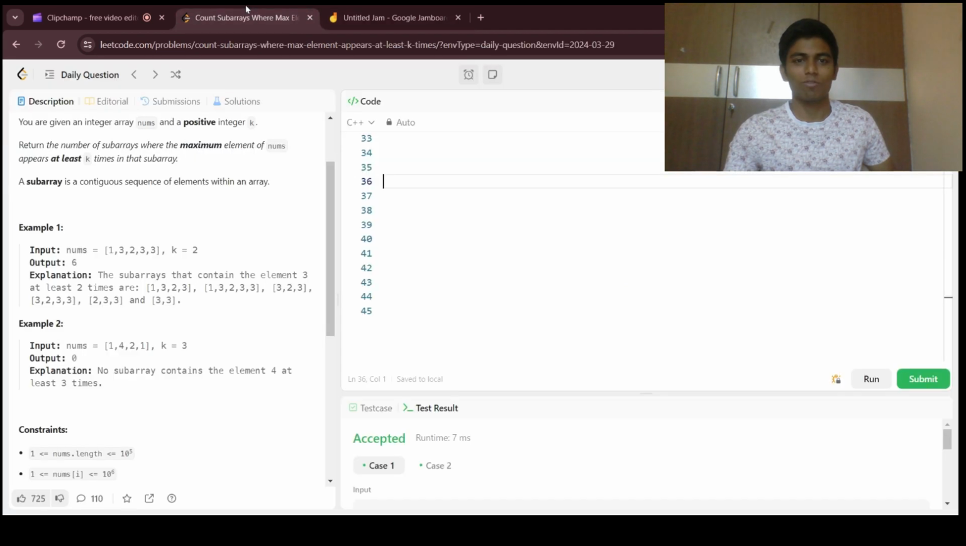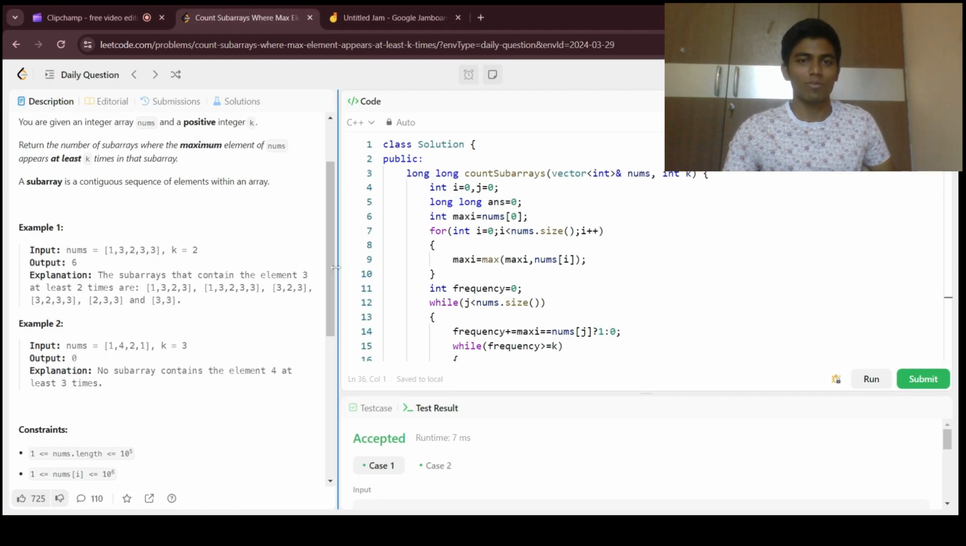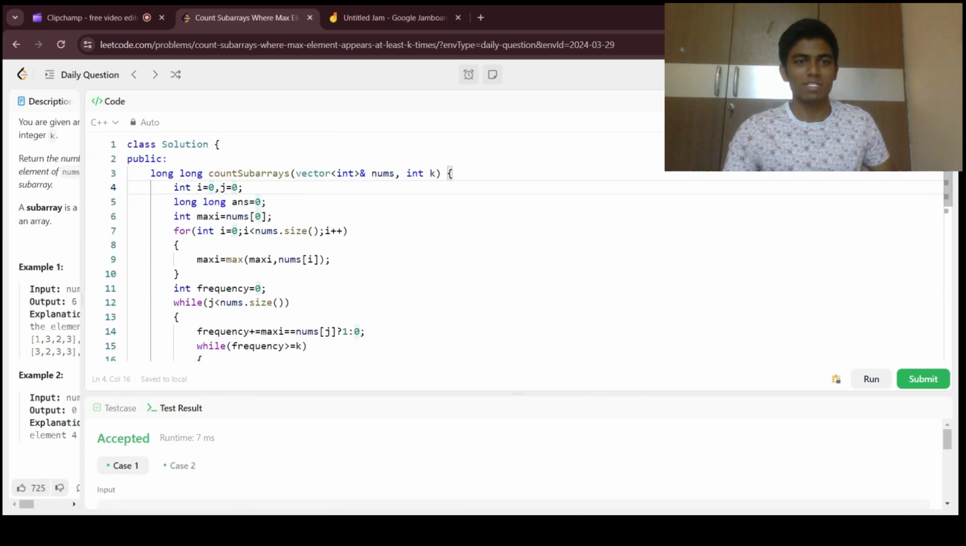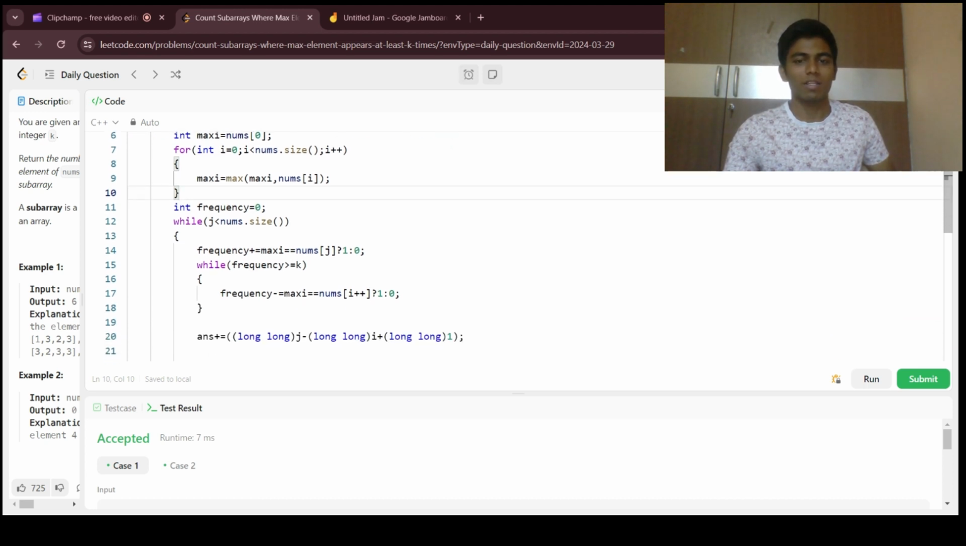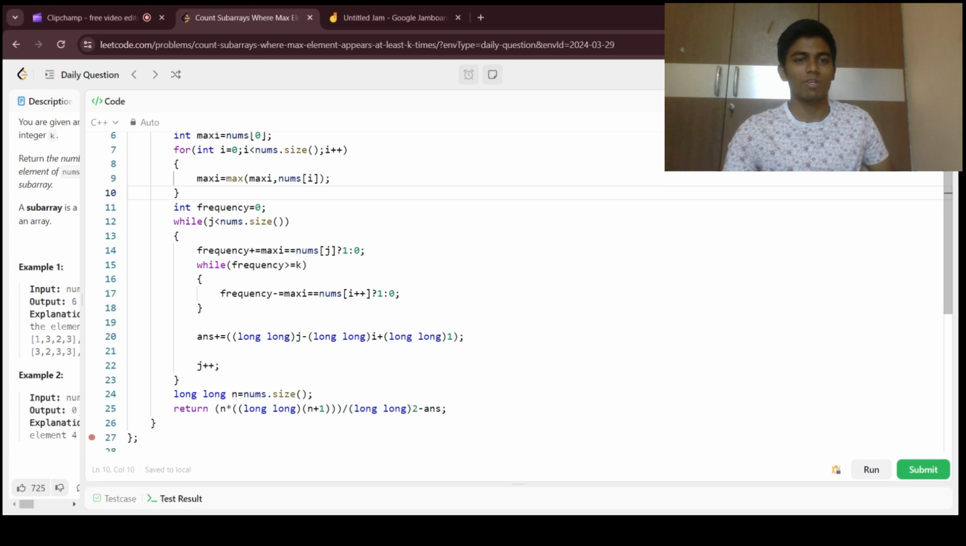So let us go through the code once. Now we have i and j. j means the right and i means the left. Now I am going to pick the answer equal to 0 and the maximum element as nums of 0. Then out of all the elements we calculate the maximum element present in this array. After that we consider the frequency of the maximum element to be 0, and each time we visit nums of j, if it is equal to the maximum, then the frequency of the maximum element in this window is increased.